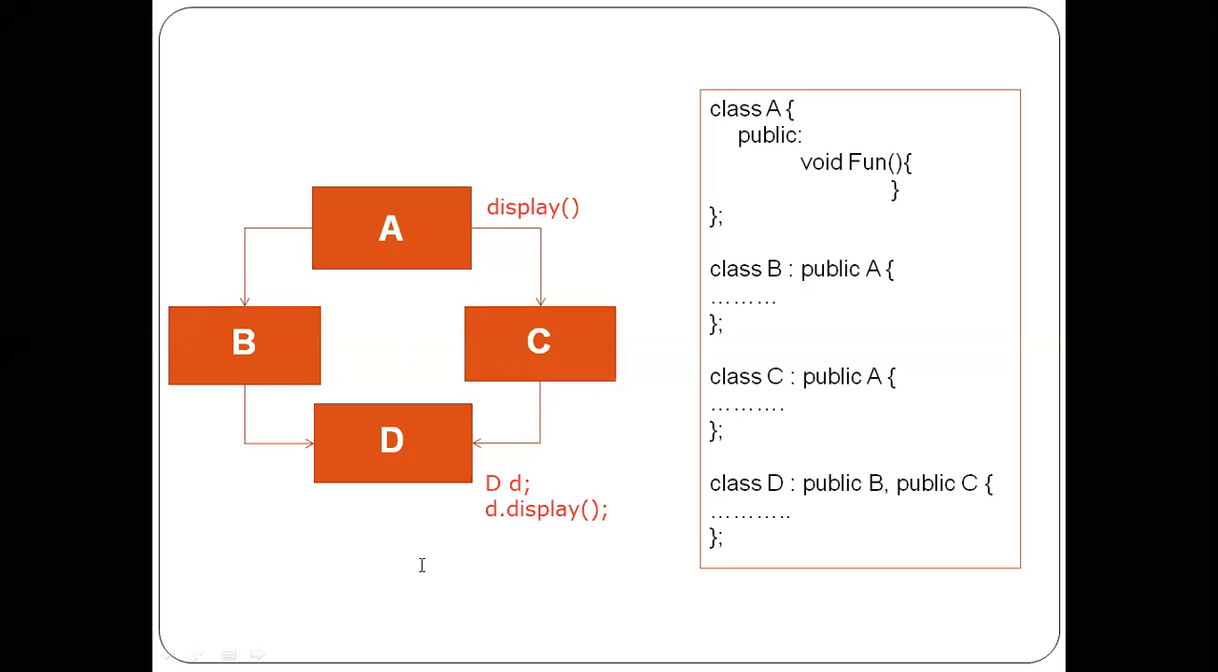Why, guys? Because your compiler is going to get confused with respect to this object, because this particular display method can be accessed this way, and also again this way. So there are two different ways to access that particular display method. Your compiler is confused about how to access it: either choose the first path, A, B and D, or the second one, A, C and D.